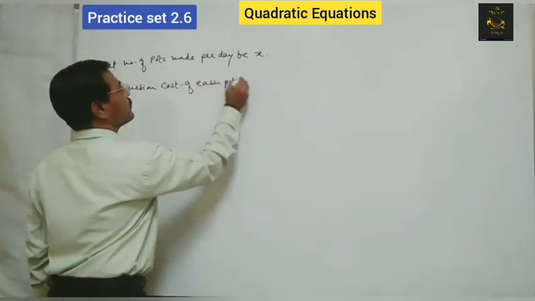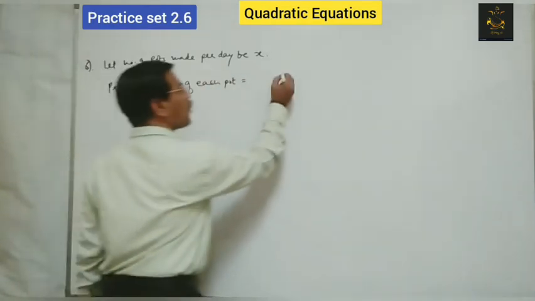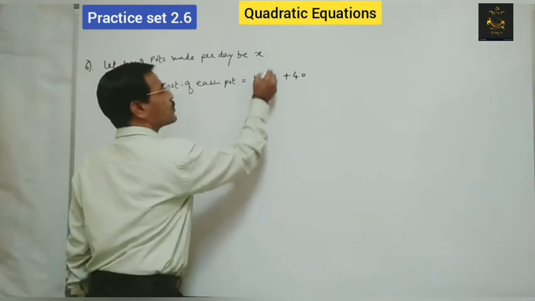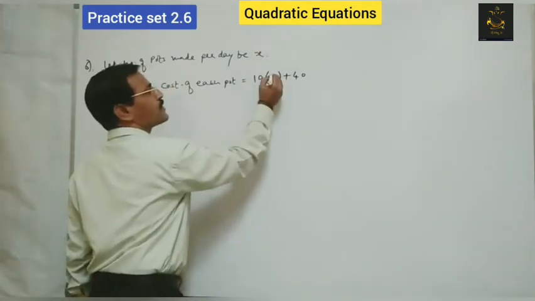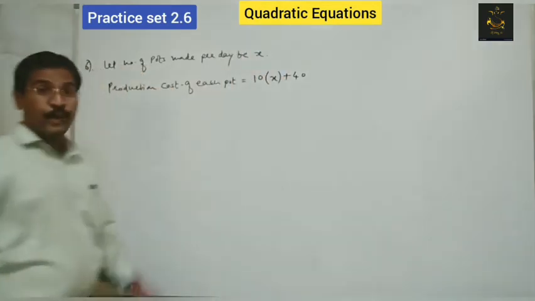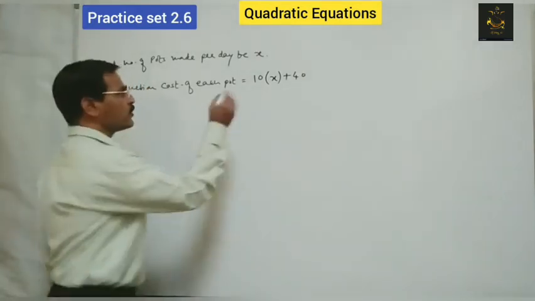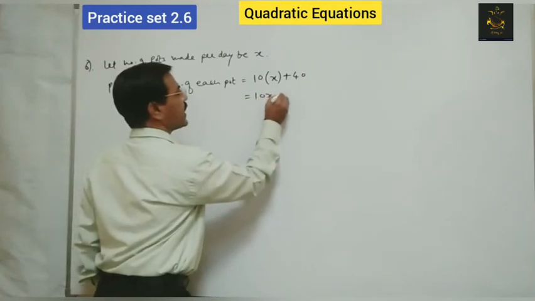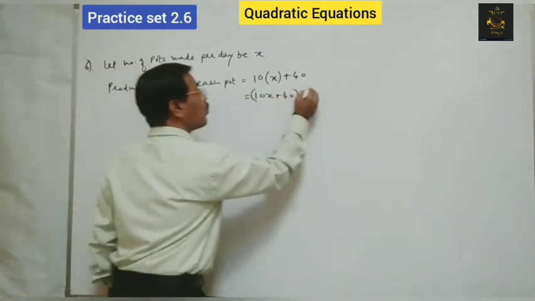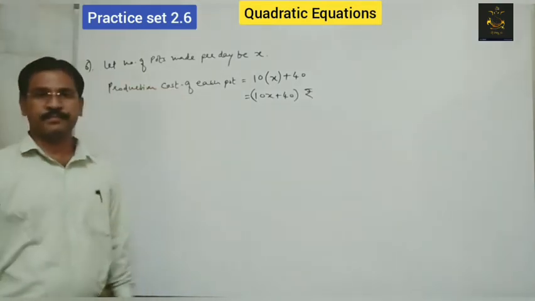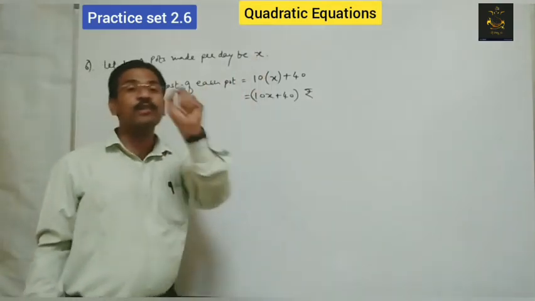Now here, the production cost of each pot, see here, is 40 rupees more than 10 times the total pots made daily. So read it word to word, very carefully. What do we get here now? This is 10x plus 40 rupees. This is the production cost of each pot. And they made x pots daily.